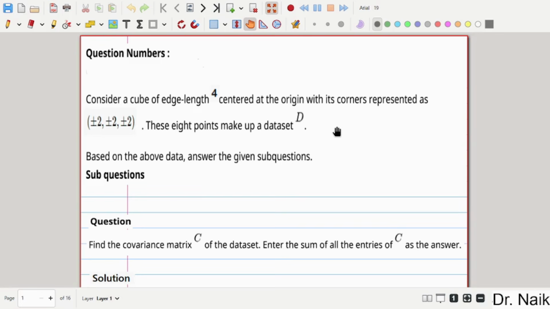Today we will do practice for our quiz 1. Consider a cube of edge length 4, center at the origin with its corners represented as combinations of plus or minus 2. So this is the coordinate of our data point. These 8 points make up a data set D. Based on the above data, answer the given sub-questions.